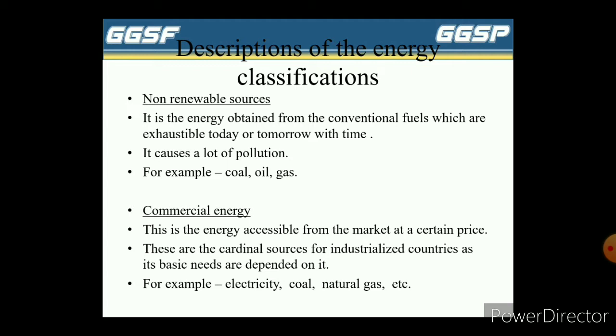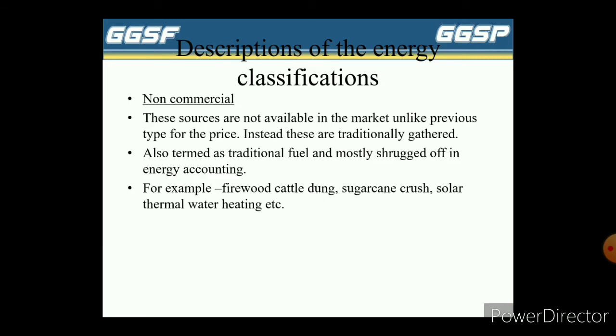Commercial energy. This is the energy accessible from the market at a certain price. These are cardinal sources for industrial countries as its basic needs are dependent on it. For example, electricity, coal, natural gas, etc. Non-commercial. These sources are not available in the market for a price, unlike the previous type. Instead, these are traditionally gathered, also termed as traditional fuel and mostly shrugged off in energy accounting. For example, firewood, cattle dung, sugarcane crush, solar thermal, water heating, etc.